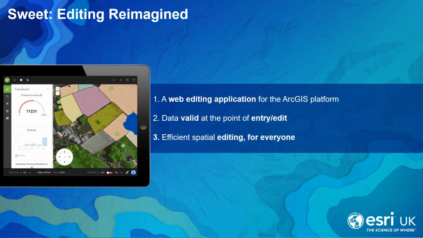There are three things that make Suite unique. Suite is a web-based application for the ArcGIS platform to edit spatial data. Suite is an application with configurable spatial rules, which mean that data is valid at the point that it is entered or edited, and that removes the need for any QA process.